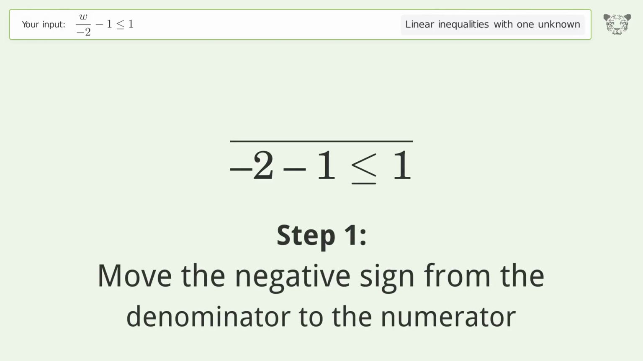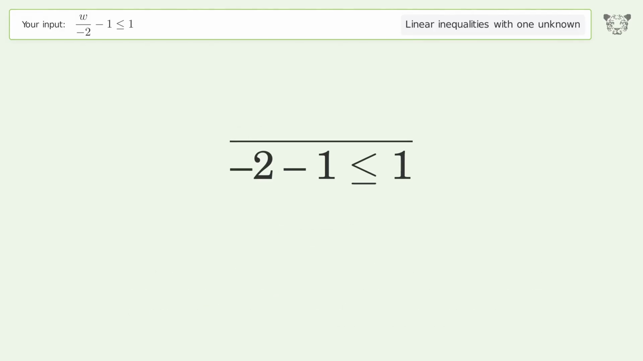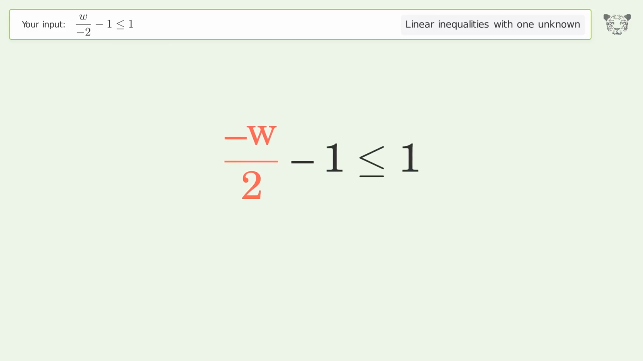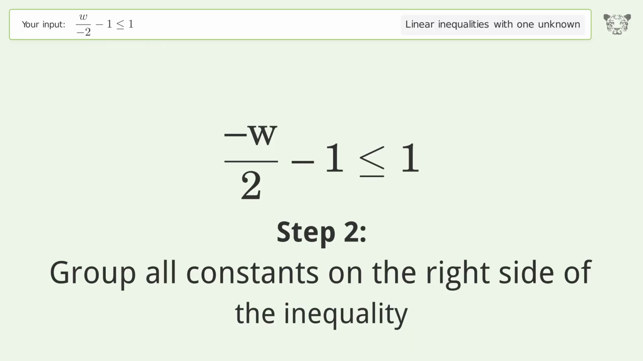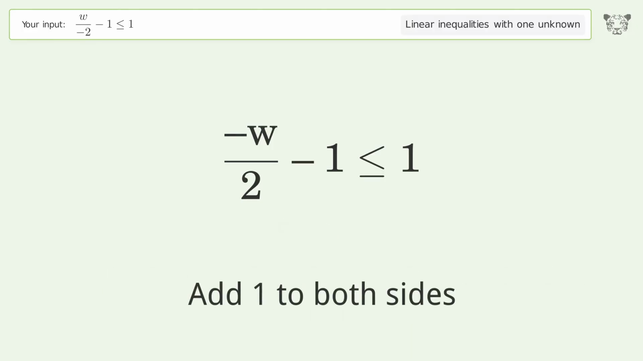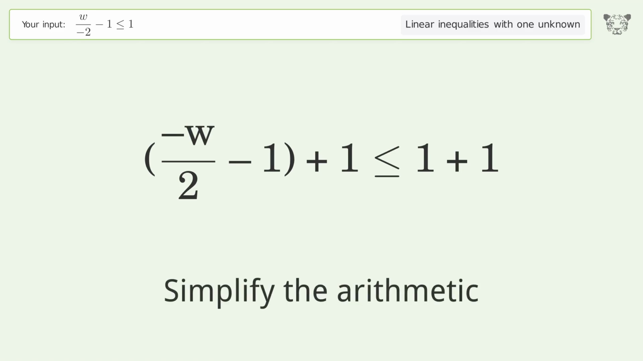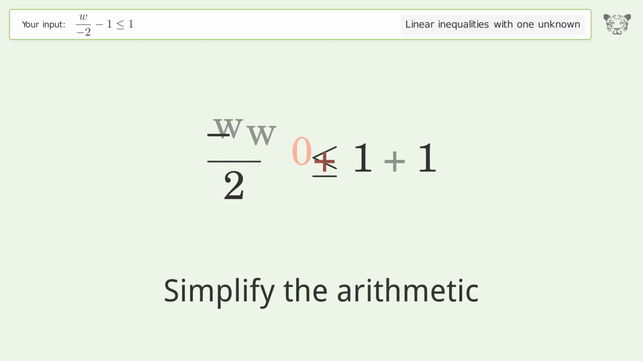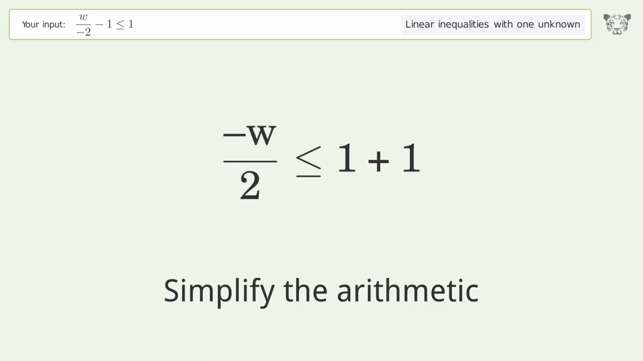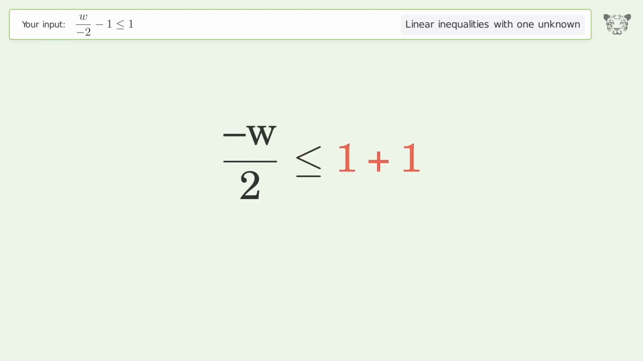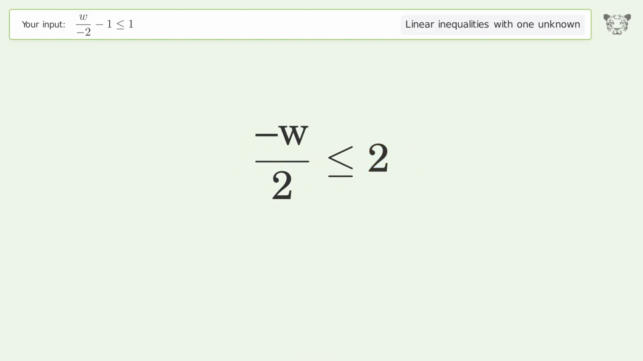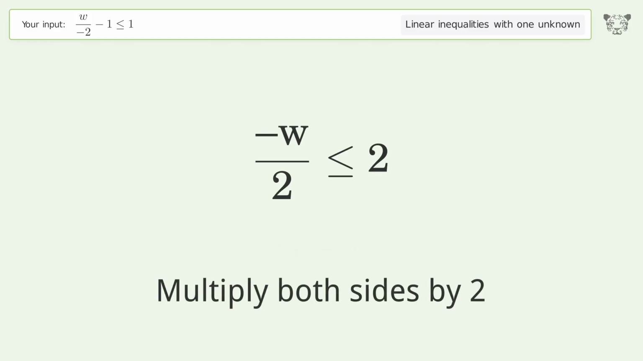Move the negative sign from the denominator to the numerator. Group all constants on the right side of the inequality. Add 1 to both sides. Simplify the arithmetic. Isolate the w. Multiply both sides by 2.